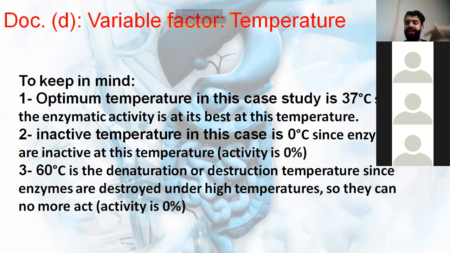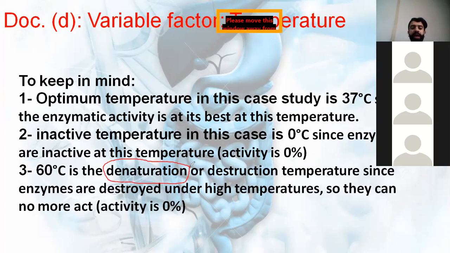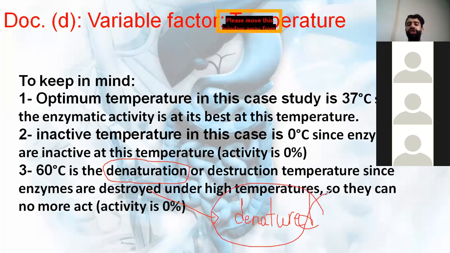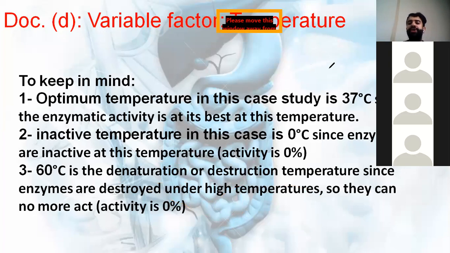However, 60 degrees and above is called the denaturation temperature. You have to know this word. From now on, I am going to focus on this word, denaturation. I don't want you to use destruction. I want you to use the denaturation temperature. Because the enzyme is destroyed, or you can use another word, denatured. So you have to know both of them, denatured and destroyed. So the enzyme is destroyed or denatured at high temperature. Very high temperature destroys or denatures the enzyme.